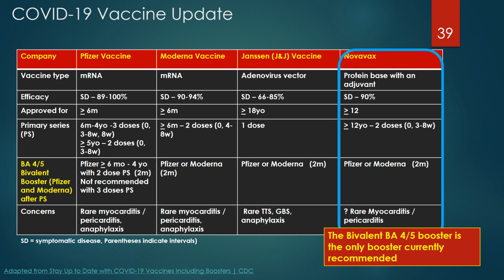The Novavax protein-based vaccine with an adjuvant has an efficacy to prevent symptomatic disease of 90% and has been approved for those 12 years old and older. It is administered as a primary series of 2 doses.